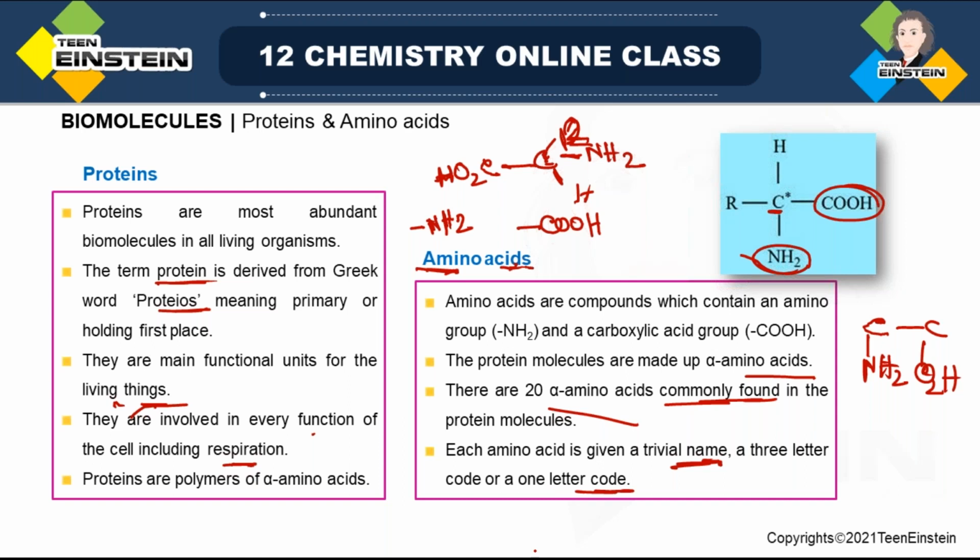So in the alpha amino acid, the alpha carbon, why is the star mark given? Because if the R group is not H, under that condition, all 4 groups are different, so this carbon is always chiral.